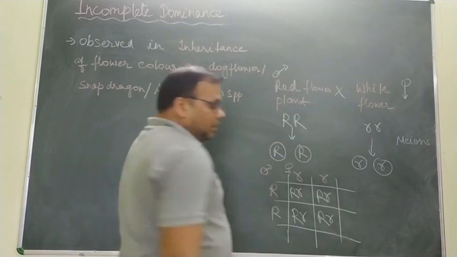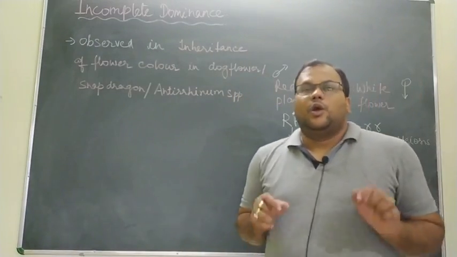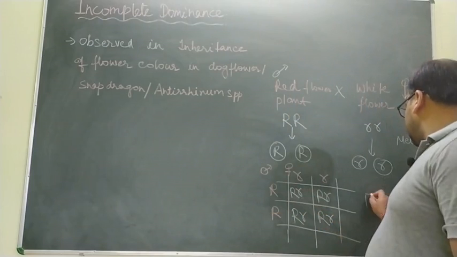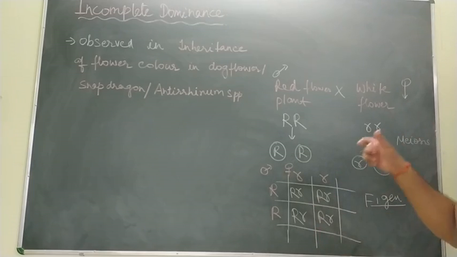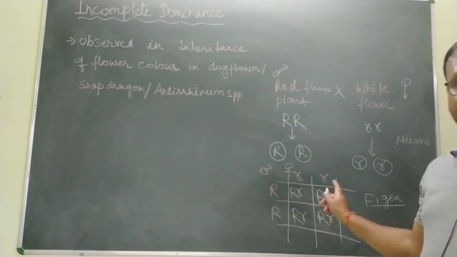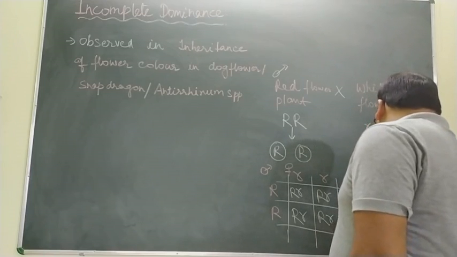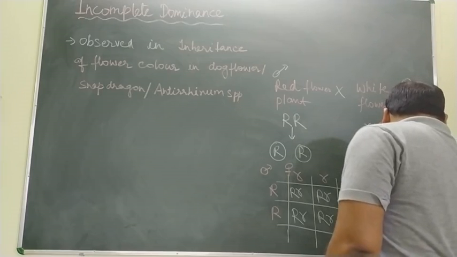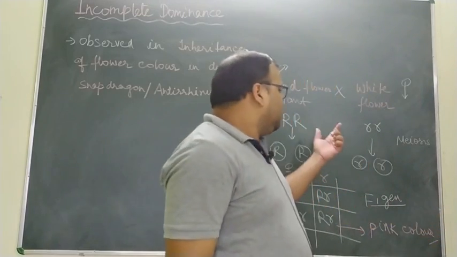capital R, small r. But experimentally, when a red flower plant is crossed with a white flower plant, all the plants produced in F1 generation are not red. According to Mendel's law of dominance, all these plants should be red. But in case of snapdragon, all these plants are pink, which is different from both their parents.